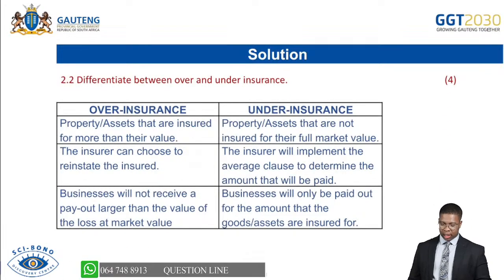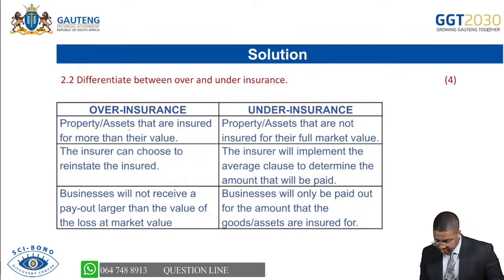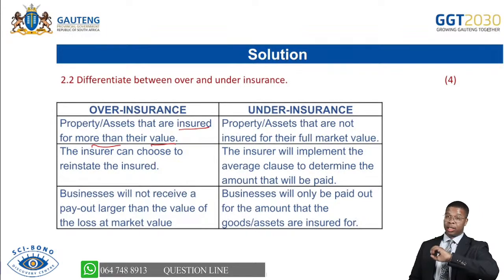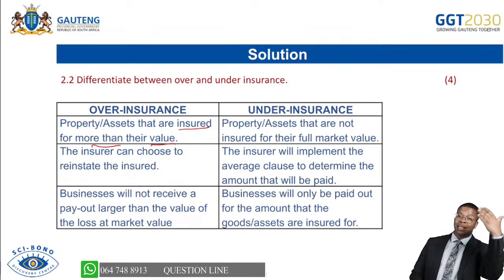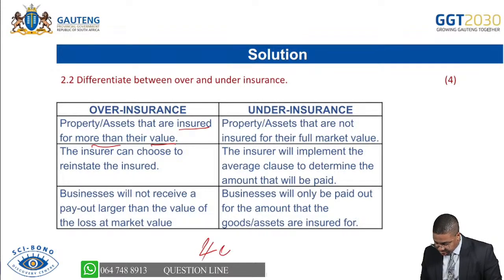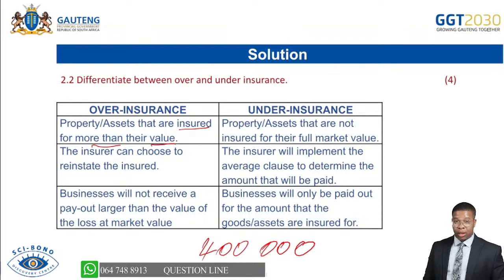Differences between over and under insurance. Over insurance: property or assets are insured for more than their market value. That's why we're saying over insurance, insured for more than their market value. Now, I will put a market value here to say this is the value of the asset. Let's say a house is worth what? 400,000. When we are saying it is over insured, we are saying it is insured for more than the market value.